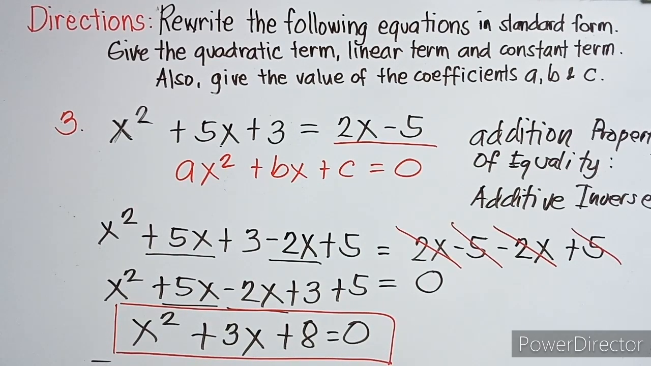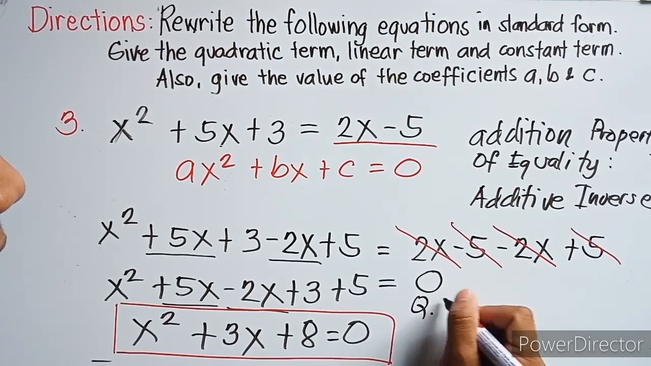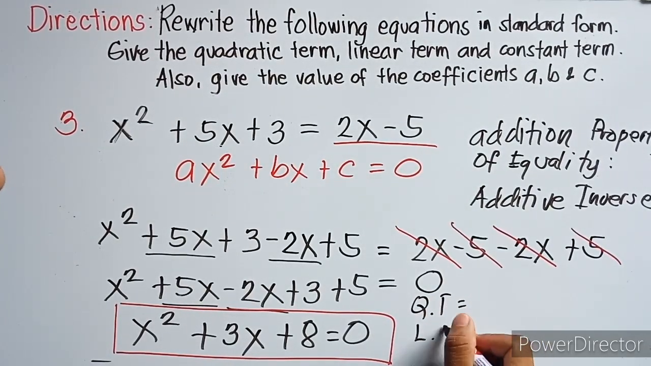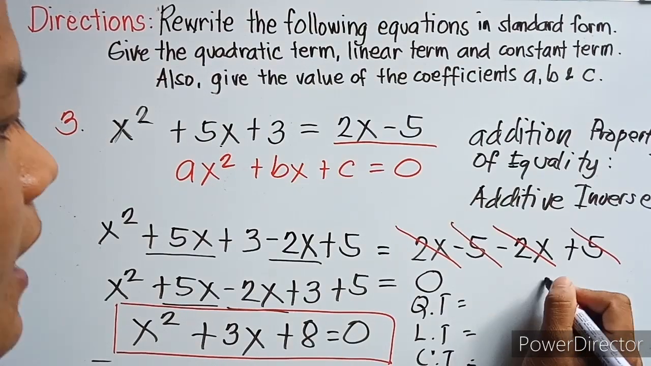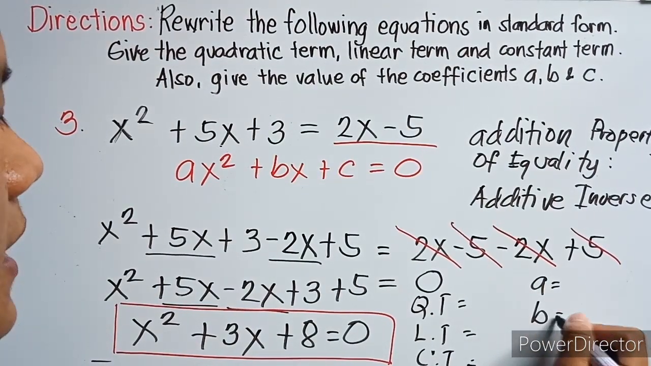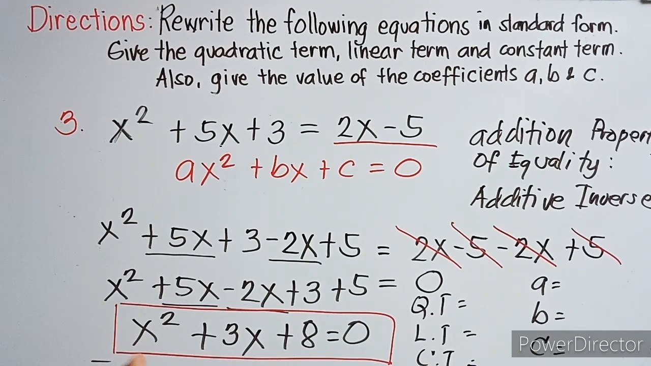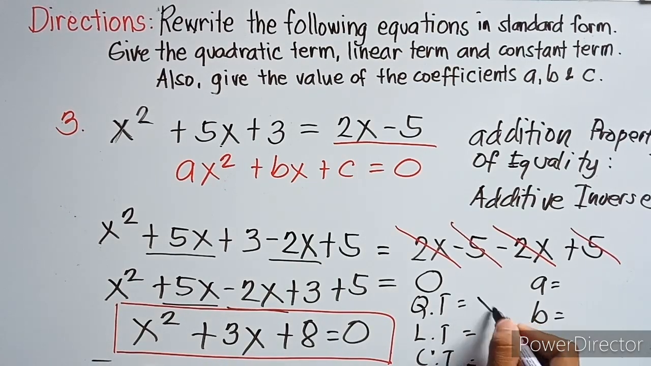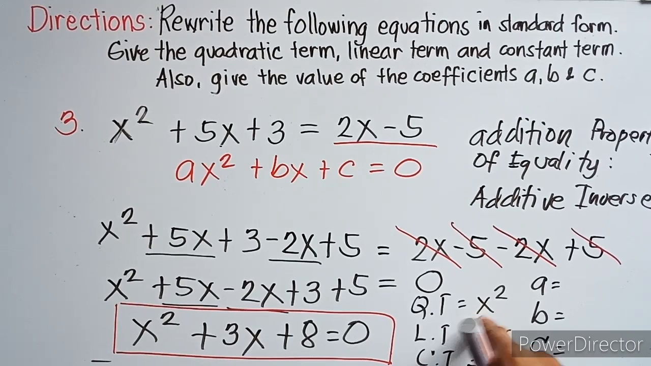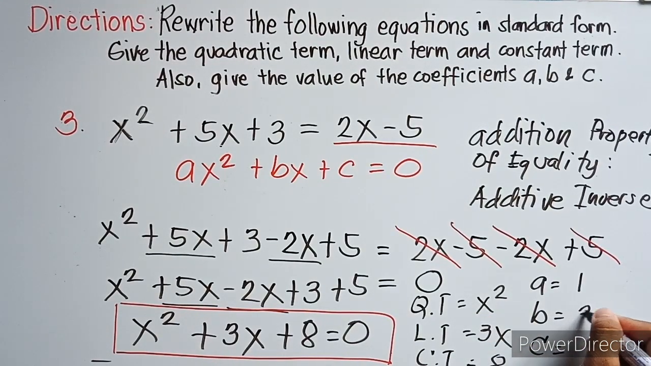Now, let's identify what is our quadratic term, linear term, constant term. We have our A, B, and C. So, quadratic term, x squared, linear term, 3x, then constant is 8. So, our A, variable lang siya. Ang kasama niya ay 1. Then, 3x. Our B is 3. And our C is 8.